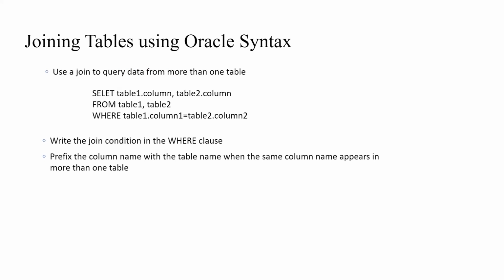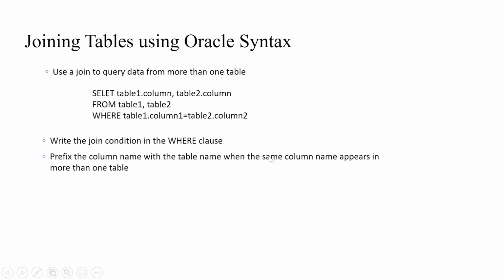Let's see how we put join conditions. Now, this is Oracle joins, where we just put the select. So if you see, we have table1.column, table2.column, from table1 comma table2, where table1.column1 is equal to table2.column2. So in the WHERE clause we are putting the matching condition. That means if the values of the columns match, then you join them. Write the join condition in the WHERE clause.